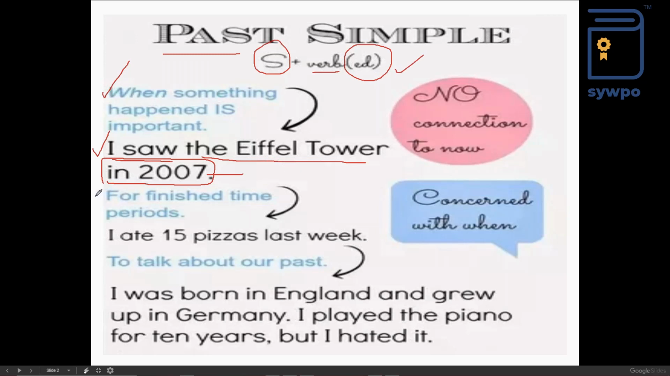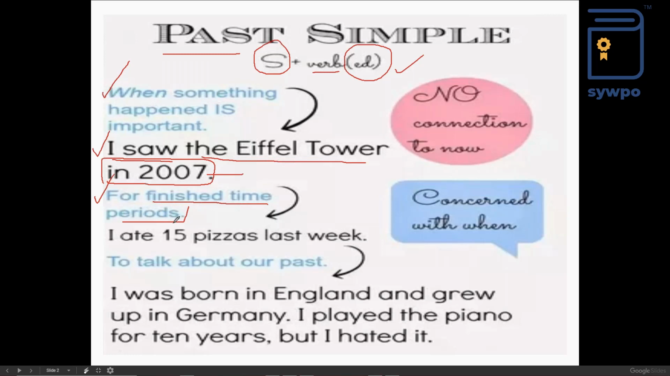Next, for finished time or periods. So we use simple past tense for some time which is already finished or for a period of time. Period is actually, we are able to count in seconds, in minutes, in hours, in days or months. So you notice this is actually a good length of time. We call it a period because it's a countable time and it's more than just one time. It's not just one time, it's a plural time.